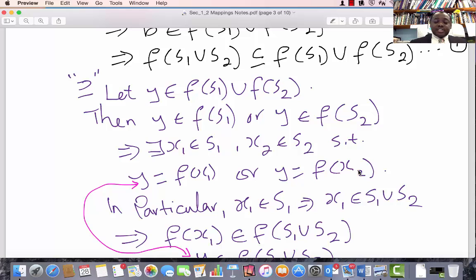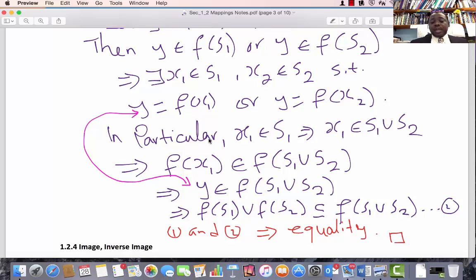Common mistake that students make. They would say there exists x in S1 such that y equals f of x, or there exists x in S2 such that y equals f of x. S1 and S2 may not be the same set, so we cannot say x in S1 and x in S2. So we have to customize, if I may use that word.